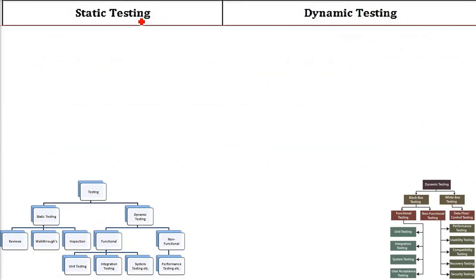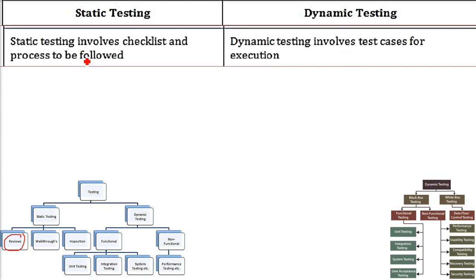So static testing, if you have done it properly, then most of the defects are covered here only. They will be uncovered here and they will not propagate to the dynamic testing. So static testing involves checklisting. There are certain processes, there are certain standards which need to be followed, and that is checked. That an organization has certain, say, software quality assurance plan.